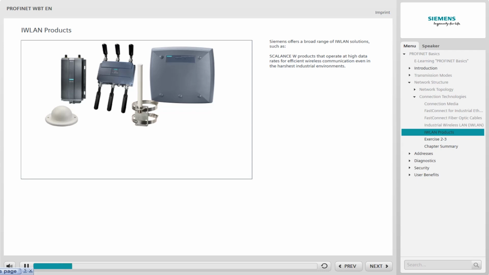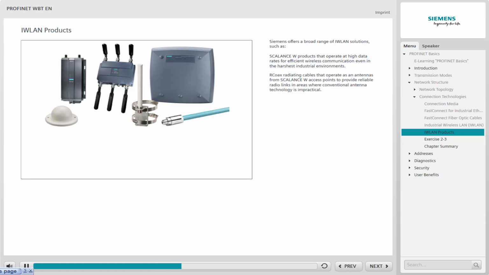SCALANCE W products that operate at high data rates for efficient wireless communication, even in the harshest industrial environments. This includes products that use MIMO antenna technology to ensure broad bandwidth, wider ranges, and transmission reliability. SCALANCE W products not only work well for uncritical communication, but also include devices for fail-safe transmission via PROFINET with PROFIsafe. Coax radiating cables that operate as antennas from SCALANCE W access points to provide reliable radio links in areas where conventional antenna technology is impractical.